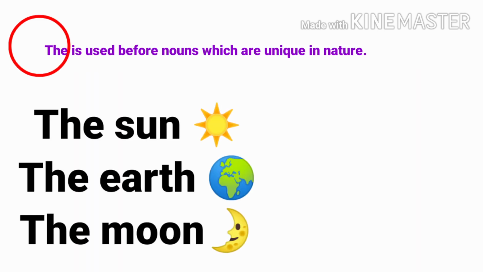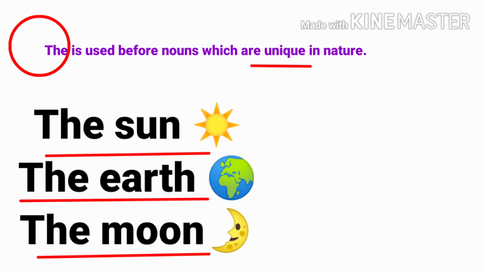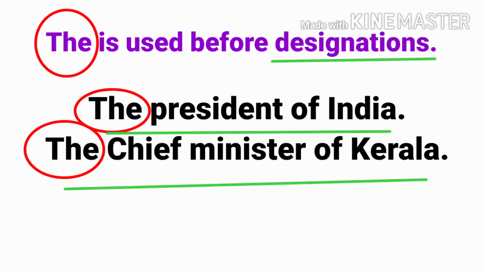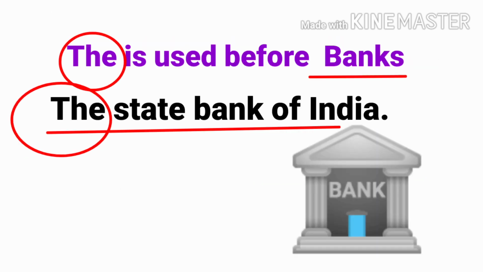Definite article the is used before nouns which are unique in character. Unique means only one of its kind. Use an example, the sun. Here we have only one sun. The earth, we have only one earth. So, the is used. The is used before designations. Example, the President of India, the Chief Minister of Kerala. The can be used before the name of banks, the State Bank of India.